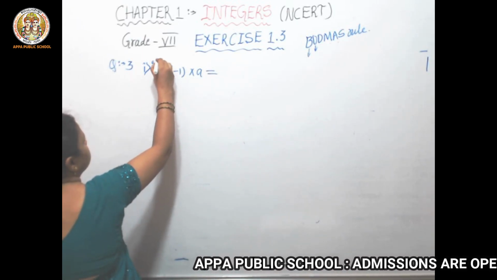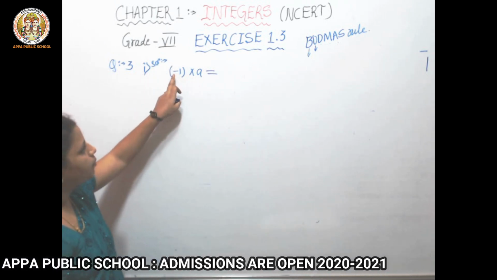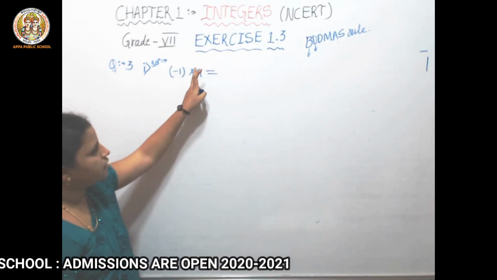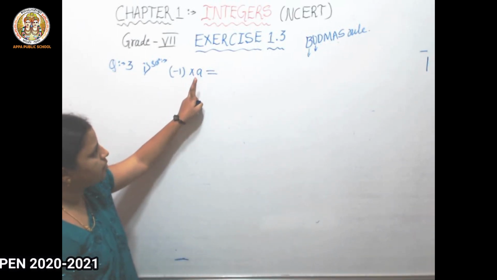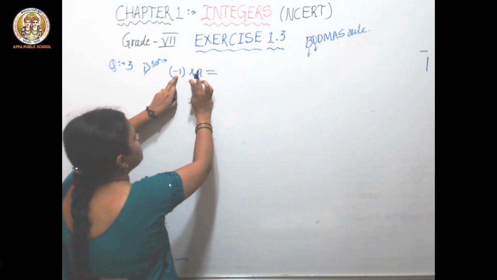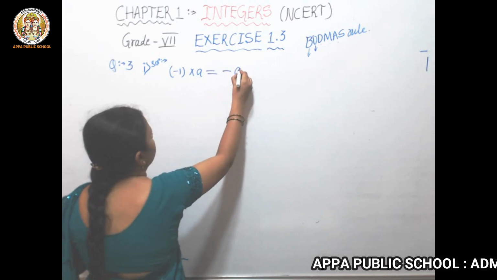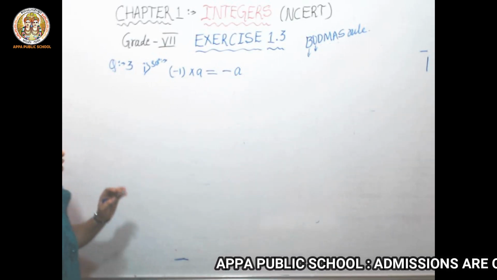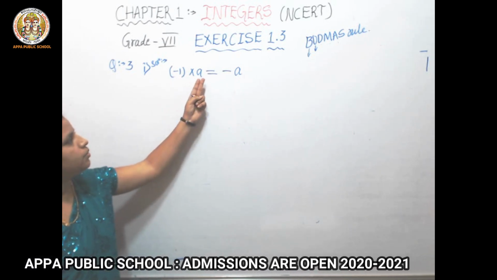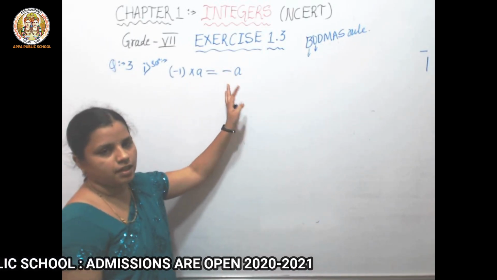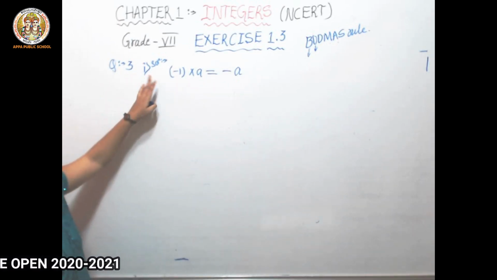The solution: minus 1 into a. Here a is in the plus form because if there is no sign behind it, it is positive. Minus into plus is minus, so minus 1 into a is minus a. So for any integer a, the product of minus 1 into a is minus a. This is the solution for question number 3, first bit.